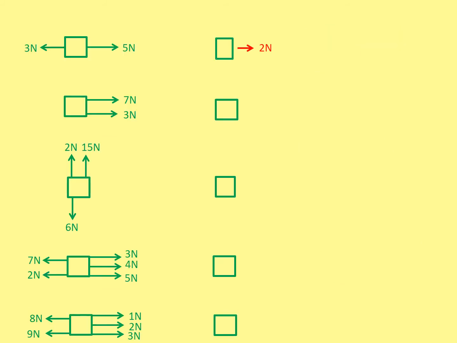Pause the video and work out the resultant force for each of these. When you do your answer, you need to draw the box, the arrow, and the number of the force. Check and correct your answers. Make sure you've got the arrows in the right direction.